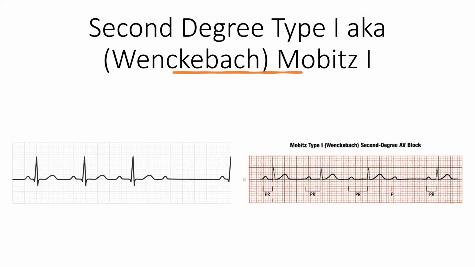Let's measure our PR intervals in the first strip. Our PR interval here looks like it's about 0.16-ish. And then the second one looks like it's about 0.22. And then it gets a little bit longer, and then it finally drops. So long PR interval, longer, and then it drops. And then look, it starts back up again.